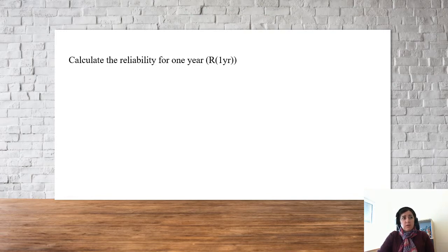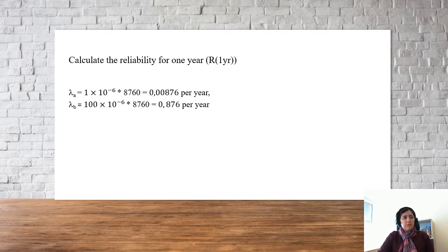In the next section, we were asked to calculate the reliability for 1 year. Here we are dealing with year as the time unit, so we cannot use the previous failure rates in hours, because then it will calculate our reliability in hours. So first we need to change our failure rates from hours to years, and for doing so we multiply the failure rate by the number of hours per year, so it will give us the failure rate per year. And then for reliability, we can calculate it based on the failure rate that we have just calculated.